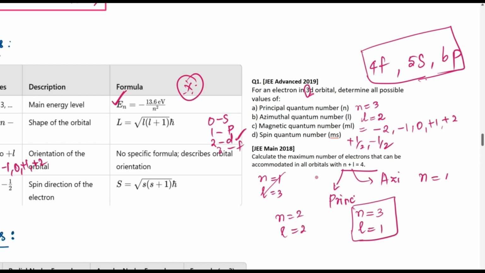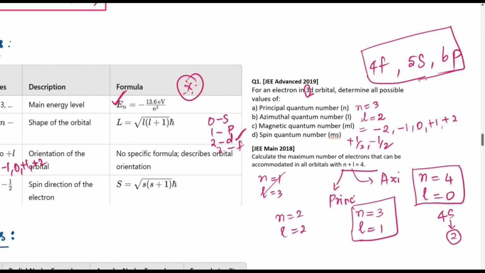N is equal to 4, L is equal to 0. Is it possible? Yes, it is. So what is the maximum number of electrons that can be accommodated? For example, if I am taking N is equal to 4, L is equal to 0, then that is 4s, isn't it? So number of electrons is 2.